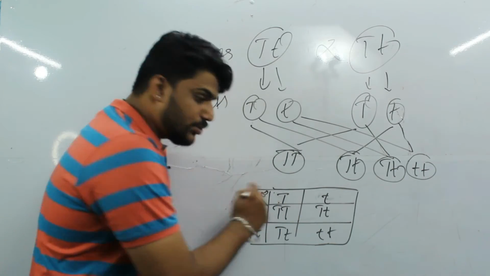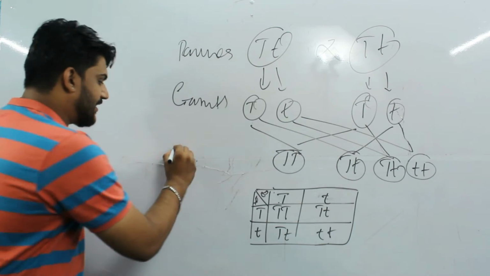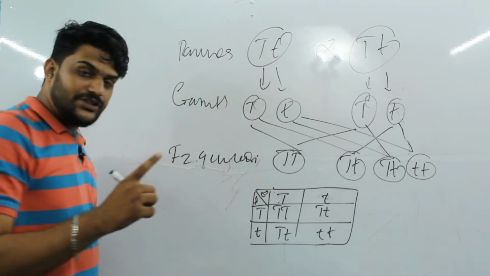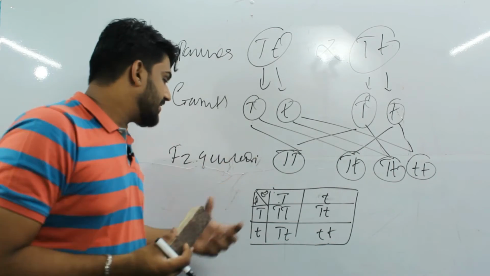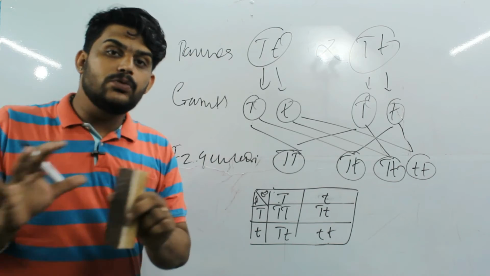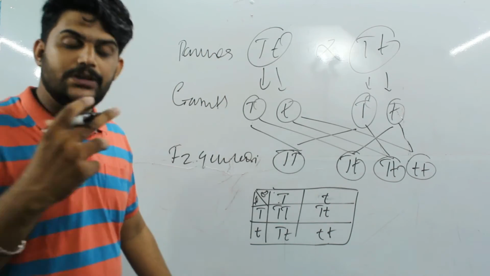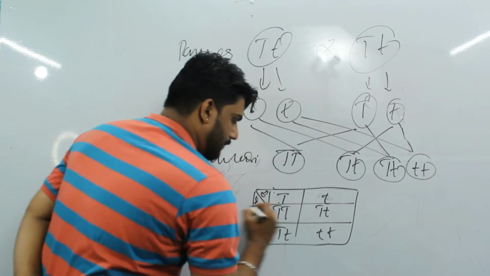So this proves that in the F1 generation, and this is the F2 generation. In F1 we got a tall plant, but he proved from the F2 generation that it was not a pure plant. That's why he named it heterozygous, because it had two different alleles. So here we got one single tall plant.